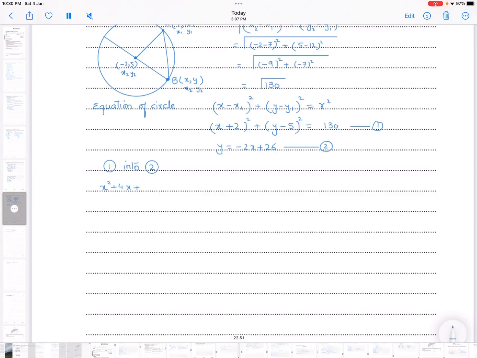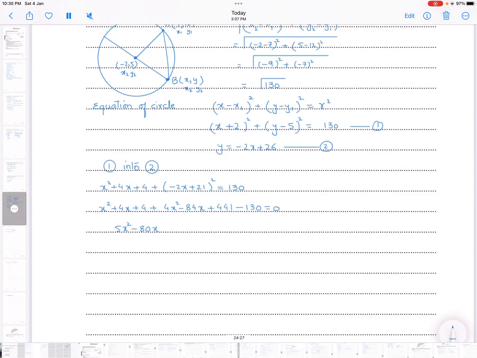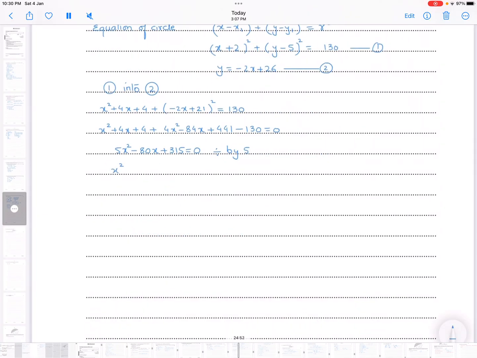So open (x plus 2) whole square, like the identity, x square plus 4x plus 4 plus, now in y you write -2x plus 26. Okay, this is again a mistake. It's not 21, it's 26. So you open it and you simplify this.